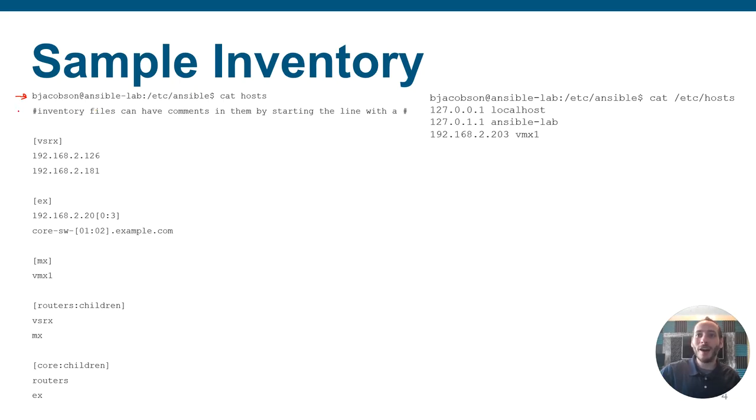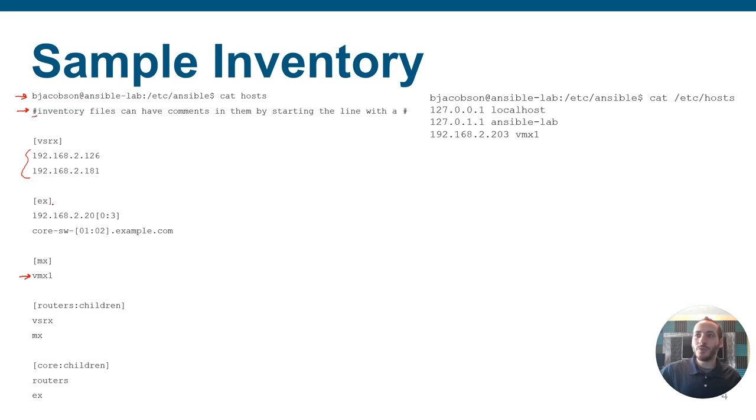We can have comments within our inventory file. Any line that begins with a hash or a pound sign starts a comment line. Our groups are defined by putting some characters between these two square brackets, which defines the name of our group, and then any items below that, either IP addresses or host names, are the members of that group.